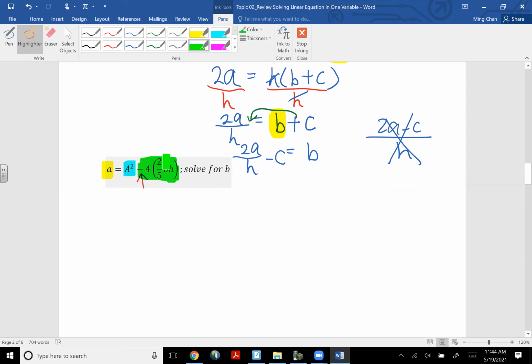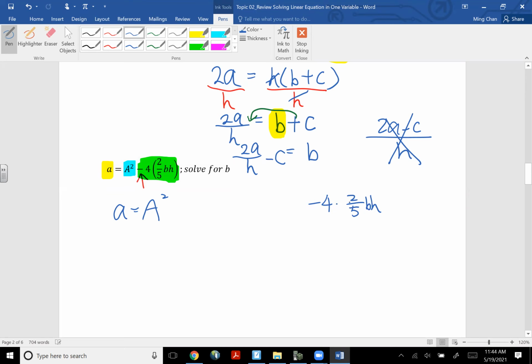But be careful now. Inside this parenthesis, there's only one term. There's no plus or minus sign. So what I want to do first is simplify my variable term. A stays the same, equal to A squared. To simplify this, all I have to do is multiply. Take my -4 times the 2 over 5 BH.